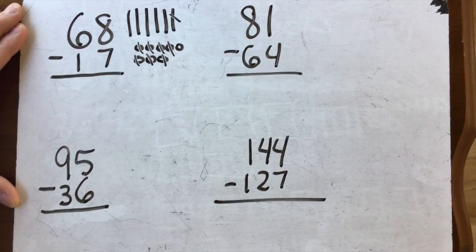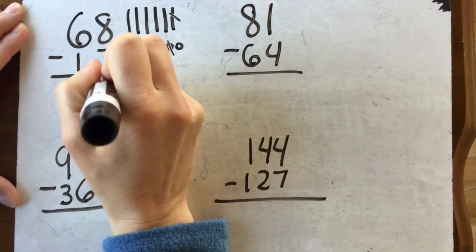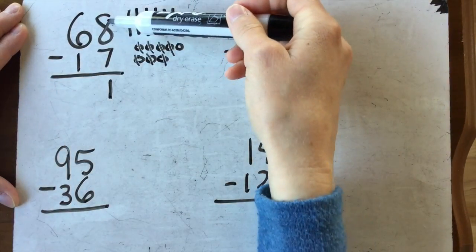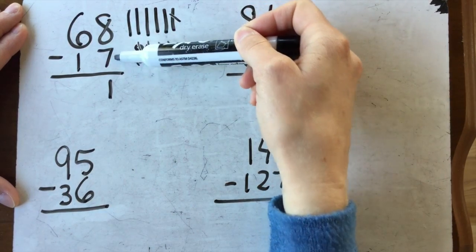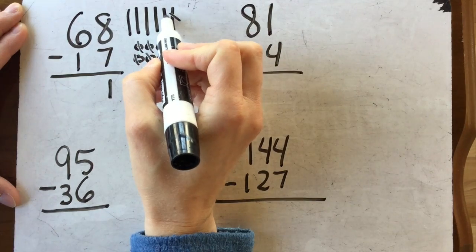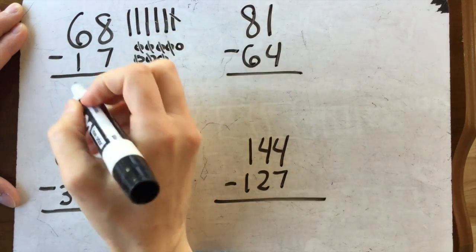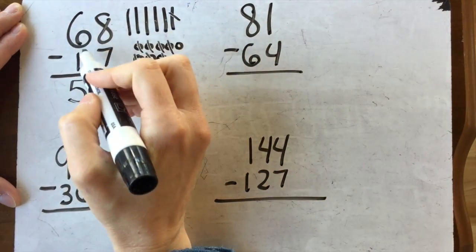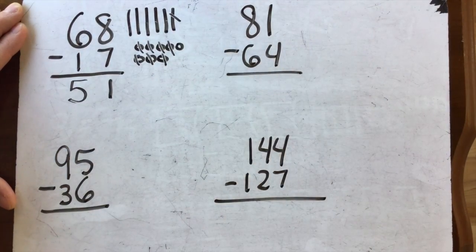We need to count how many we have. So we have 1 one, which we know 8 minus 7 is 1. So that makes sense. Let's look at the tens. 1, 2, 3, 4, 5. And we know that 6 minus 1 is 5, so that makes sense.